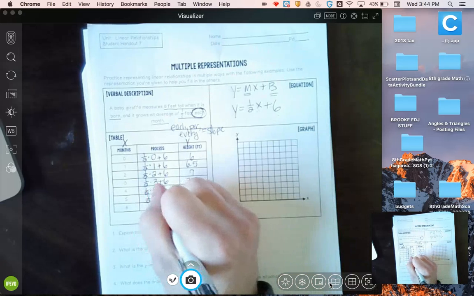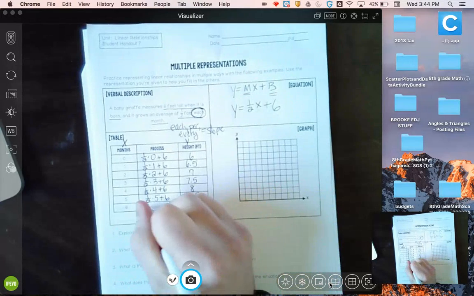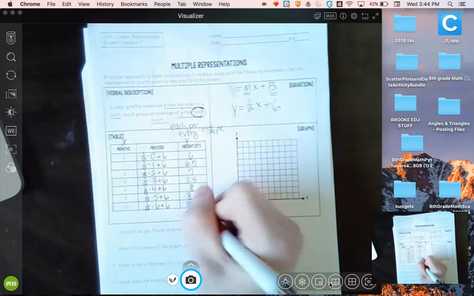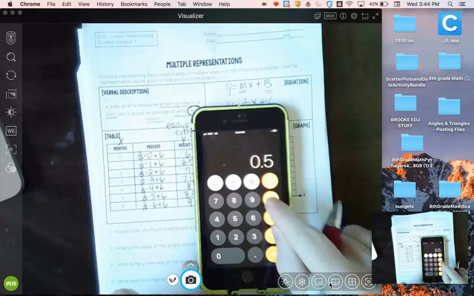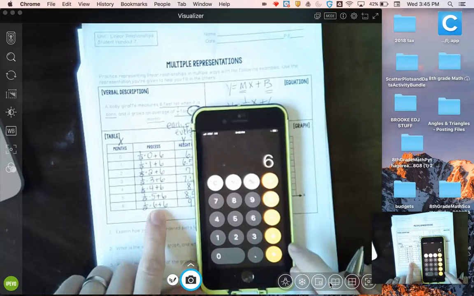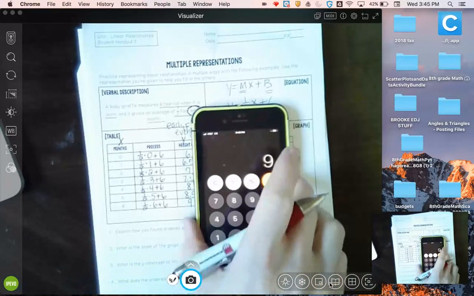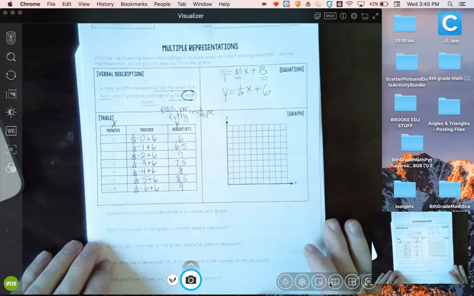1/2 times 5 plus 6, 8.5. 1/2 times 6 months plus 6. Let's see if we get 9. Let's just try it one more time. 0.5 times 6 plus 6, 9 feet tall in 6 months. Wow, that's a tall little elephant there. Okay, so let's take a look and see what we need to do here.